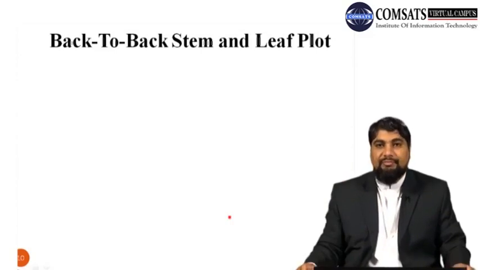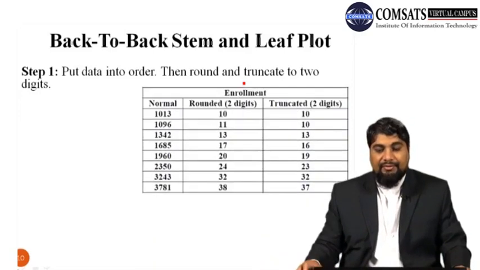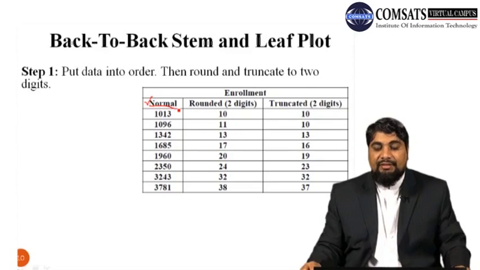So let us construct a back-to-back stem and leaf plot of this data. In step 1, put the data into order from low to higher, and then round and truncate to 2 digits. So here is the data, this first column, which is labeled as normal. Normal means this is our original data but in sorted format. So 1013 is the minimum value, then 1096, and the last one is 3781. So we have 8 observations corresponding to 8 colleges.